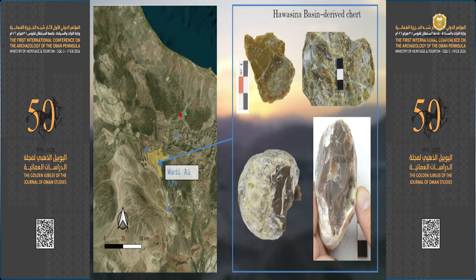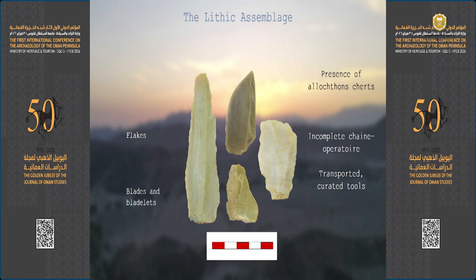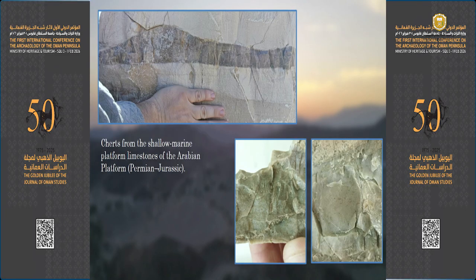And a third type of chert, always present in small quantities, is this one, sometimes of very huge dimension for the High Al-Sark lithic assemblage. This might come, in our opinion, from the shallow marine platform limestone of the Arabian platform, and we found that you can find it easily, for example, in Salut. It's plenty of this type of chert, but we have to finish the petrographic analysis to test if these raw materials are really similar also from a microscopic point of view.